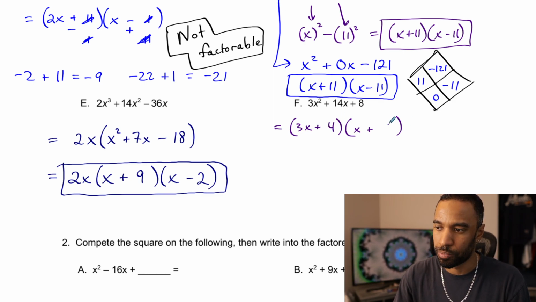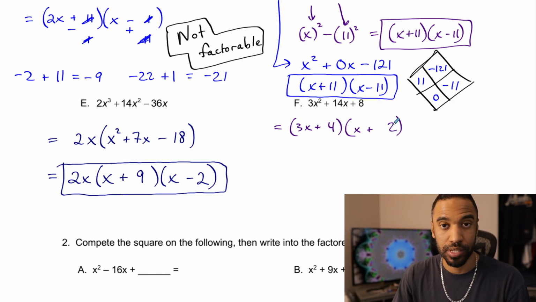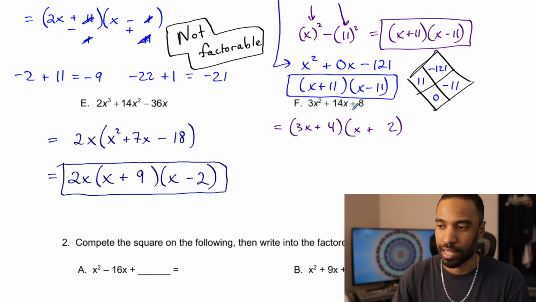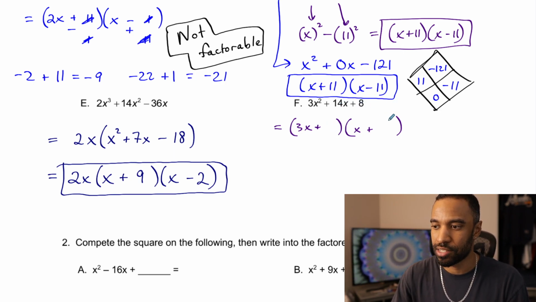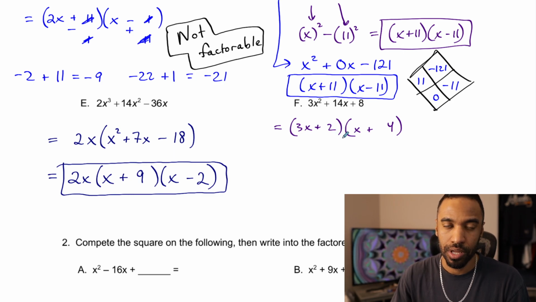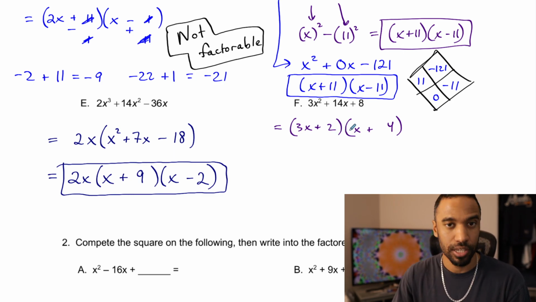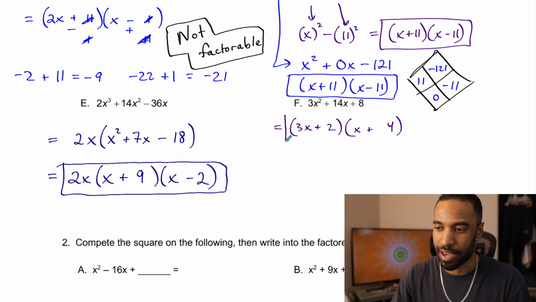Let's try 4 and 2. 3 times 2 is 6. 1 times 4 is 4. 6 plus 4 is 10. That's not 14. My last chance is if 4 here and 2 work here. 3 times 4 is 12. 1 times 2 is 2. 12 plus 2 is 14. This one works. Therefore, this is the factorization.